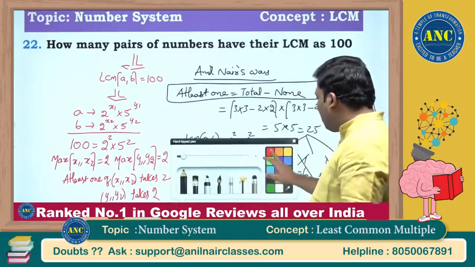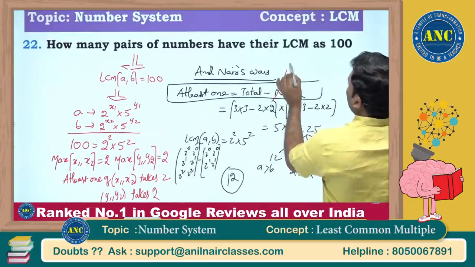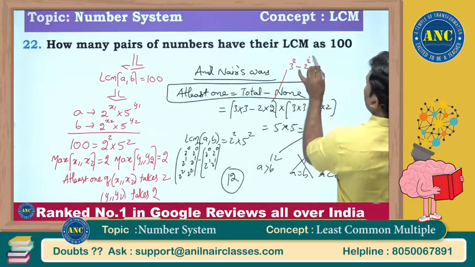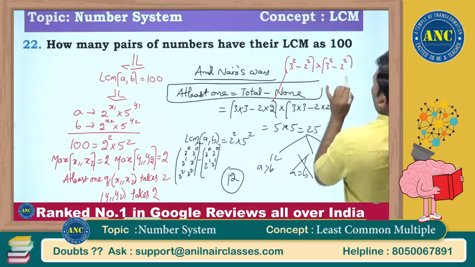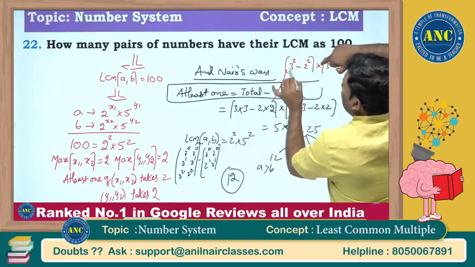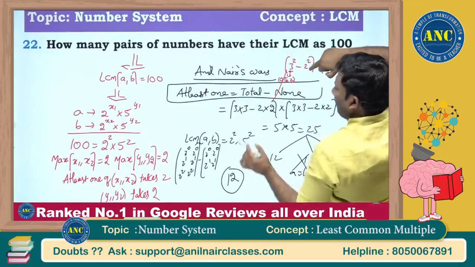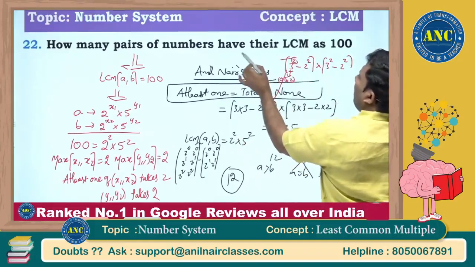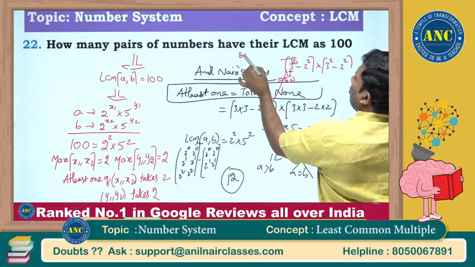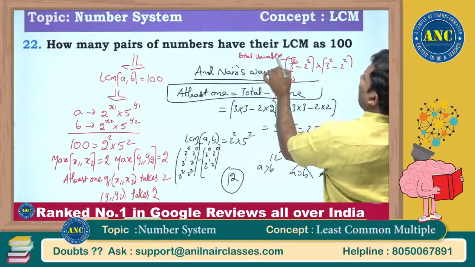Now one minute, sir. I will draw some very beautiful conclusions. This is nothing but 3 square minus 2 square into 3 square minus 2 square. Why did these 3 square come? It is nothing but 0 to 2. Am I right? 0 to 2. Why did these 2 come? How many variables are there? Total 2 variables are there. Either A can take or B can take.